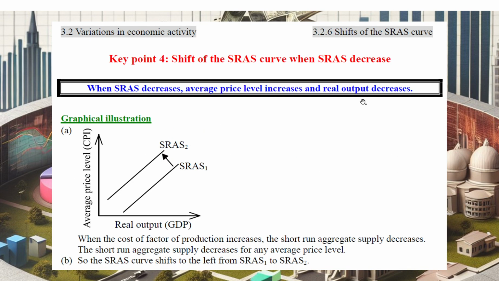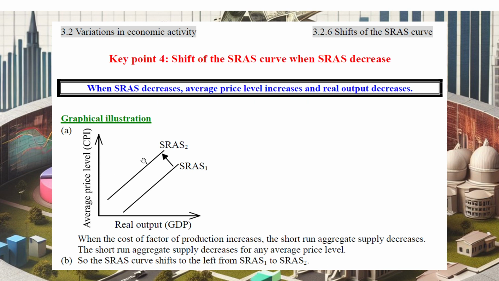Okay. On the other hand, when SRAS decreases, okay, of course, the cost of factors of production increases. When the SRAS decreases, the average price level increases, and the real output decreases. Shift up and then move to the left. Real output decreases, moves up, average price level increases. When the cost of factor of production increases, the short run aggregate supply decreases. So the short run aggregate supply decreases for any average price level. So it's the shift of the curve from SRAS1 to SRAS2 because the higher cost, higher price.